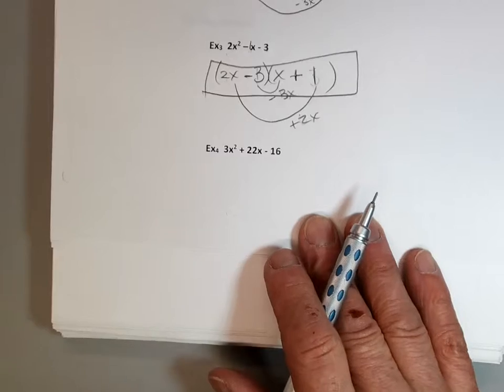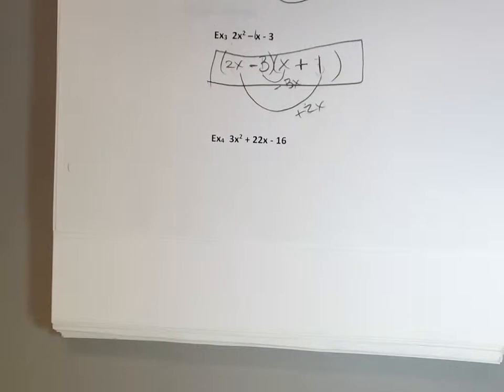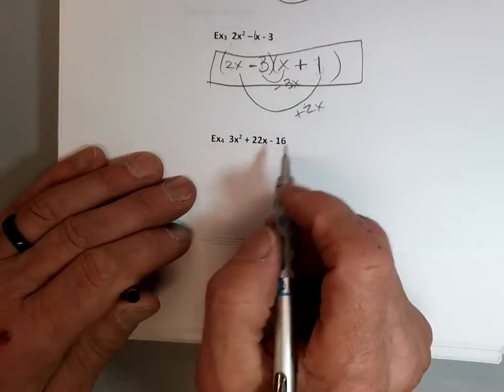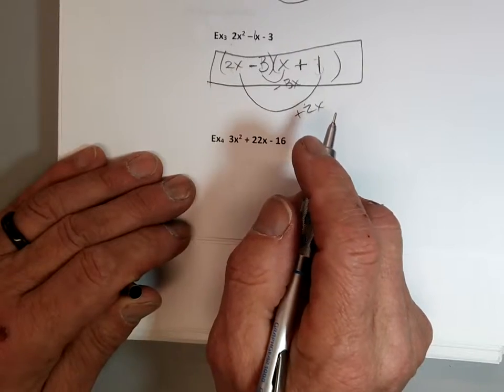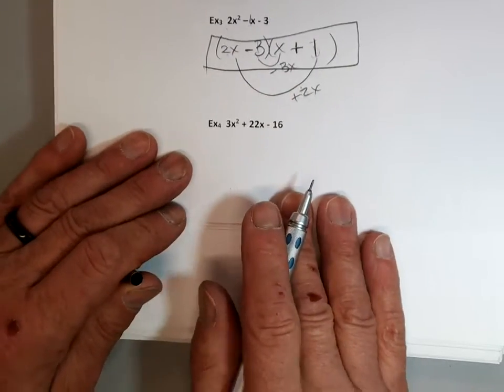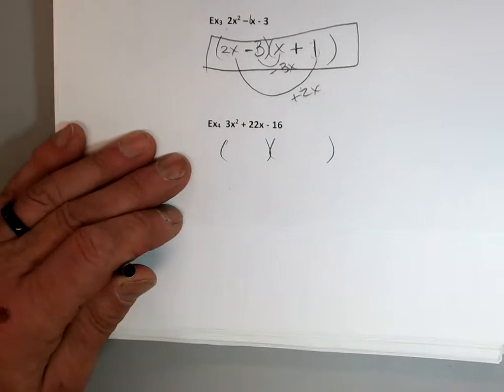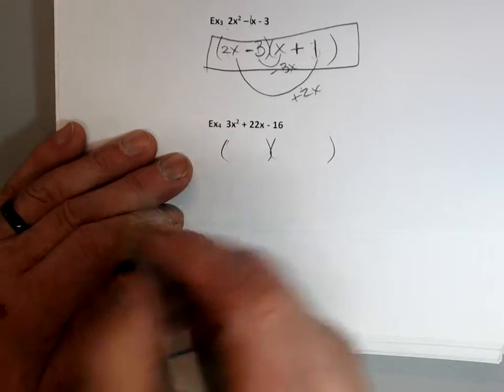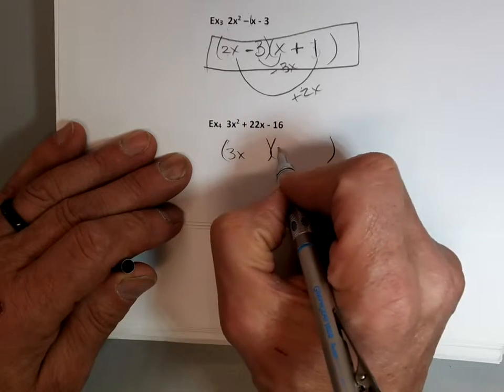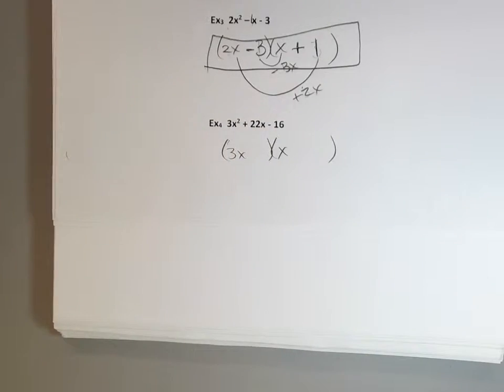Okay, number 4 is a little bit harder. All right, let's do the easy part. What's the easy part? Okay. Easy part, all right? What do you think? Okay. How about a 3x and x? You guys okay with that? 3x and x? That's the easy stuff, right? Everybody agree with that one?